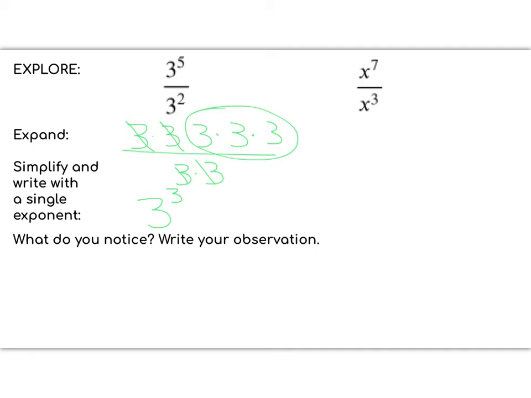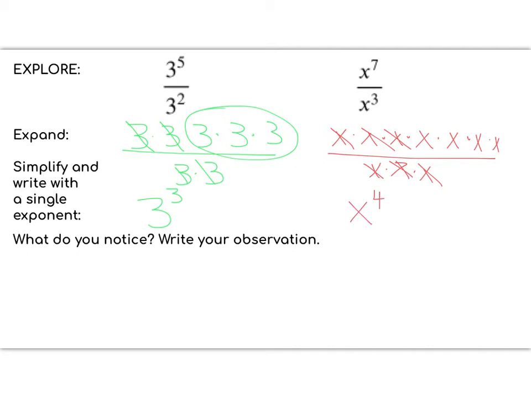I'm going to do it again with these x's. I have x to the 7th power. Is that right? 1, 2, 3, 4, 5, 6, 7 over x to the 3rd power. Every x over x simplifies and becomes 1. Anything divided by itself is 1. That set simplifies. That set simplifies. I'm left with x times itself 4 times, which is x to the 4th.